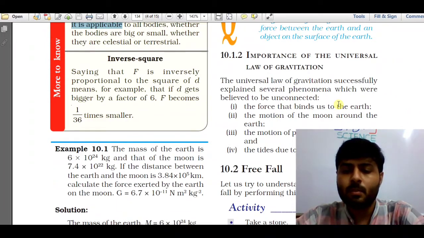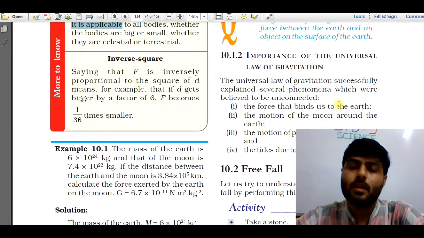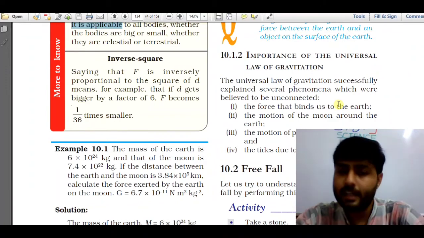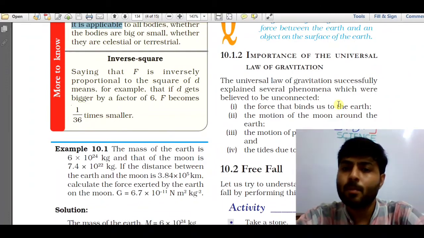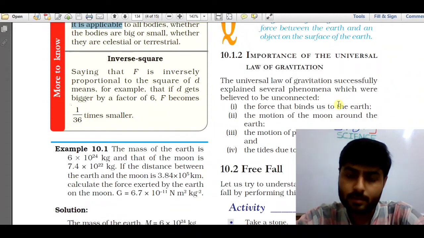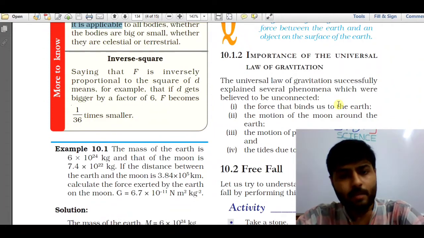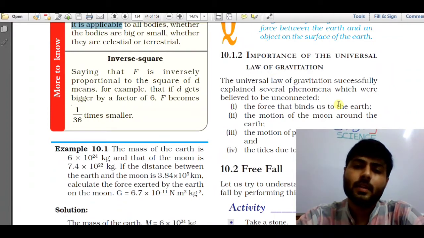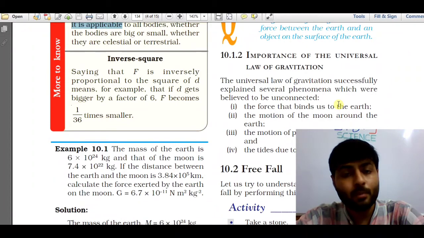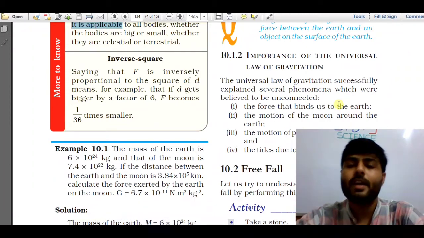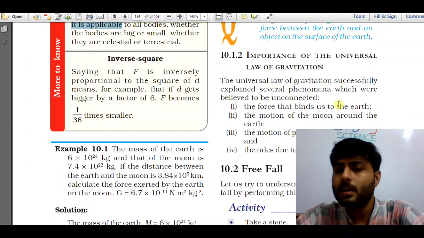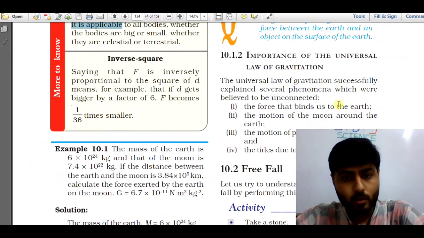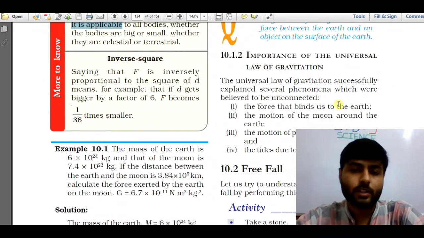The motion of the moon around earth. We know that the moon goes around earth. So here is the answer why the moon goes around the earth. Another similar question, the motion of planets around the sun. As there is a motion of the moon around earth, we have the motion of other planets around the sun. So it also gives the answer for that question.